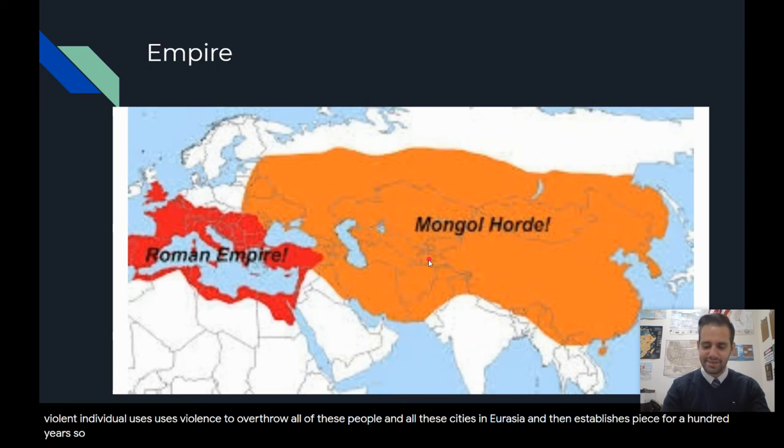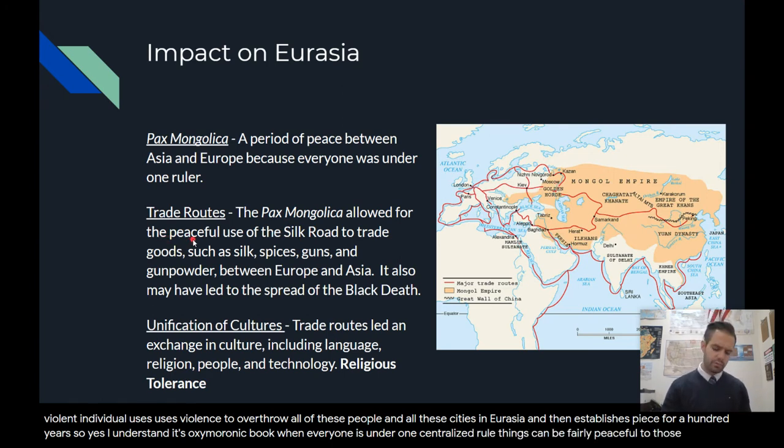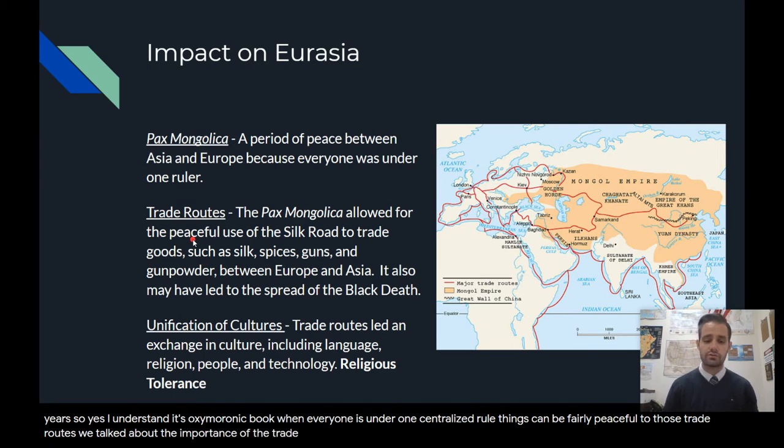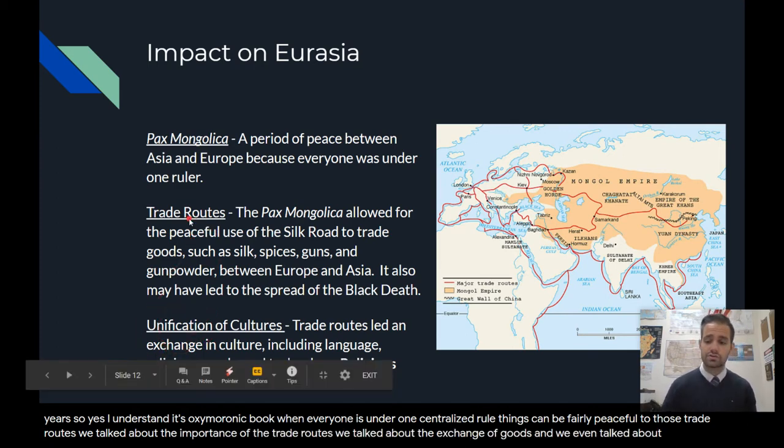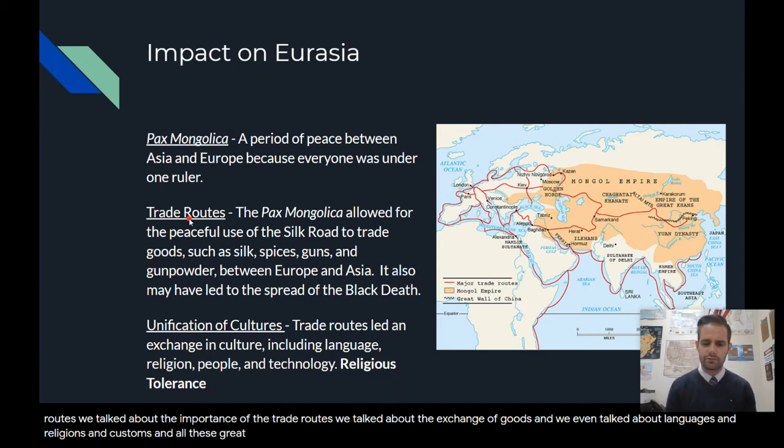So yes, I understand it's oxymoronic, but when everyone is under one centralized rule, things can be fairly peaceful. Two, those trade routes. We talked about the importance of the trade routes, the exchange of goods, and even the exchange of cultures as well, such as languages and religions and customs and all these great, wonderful things that we looked at in our previous lecture. That's because of the Mongols.